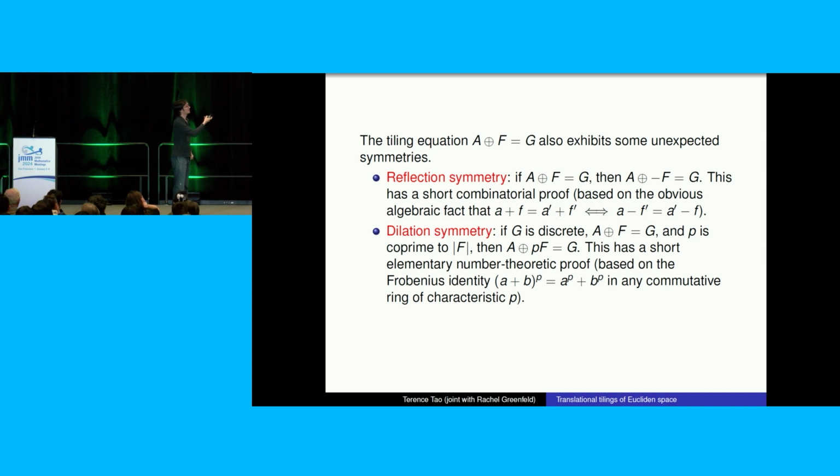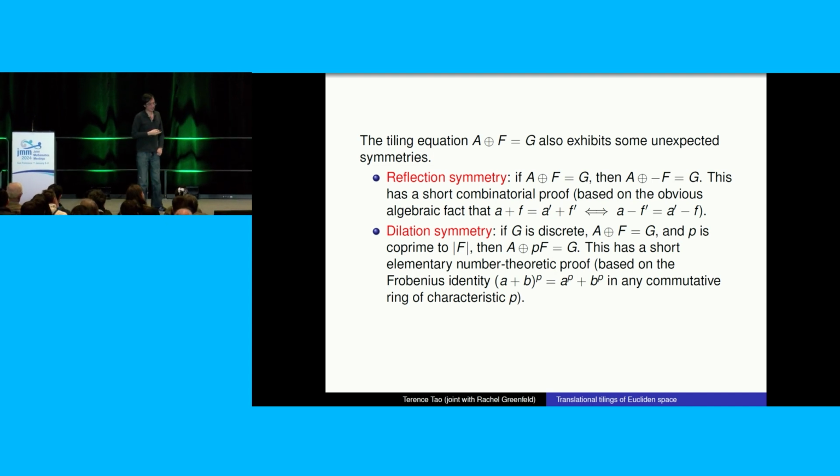Once you say it, it's actually not so difficult to verify. The key observation is a really elementary algebraic fact: in any abelian group, if A plus F and A prime plus F prime have the same sum, then they also have the same difference. A minus F prime is equal to A prime minus F. You just rearrange the sum to a difference. And that, plus a tiny extra argument, gives you this reflection symmetry.